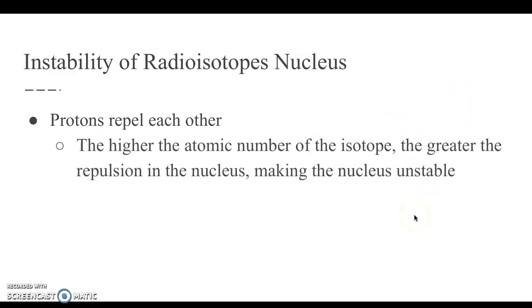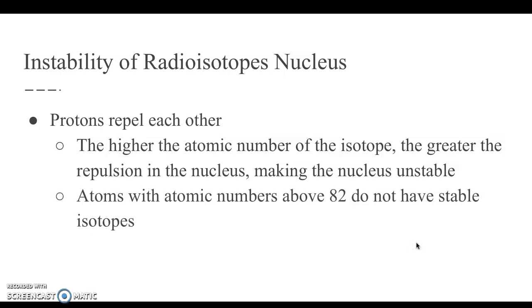When you get to very large nuclei, so when atomic number is larger, you're going to have a greater amount of repulsion because there's more protons in the nucleus. That repulsion reaches basically a tipping point that makes the nucleus unstable.